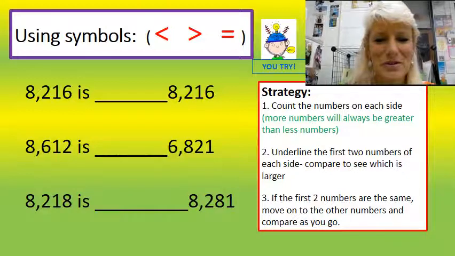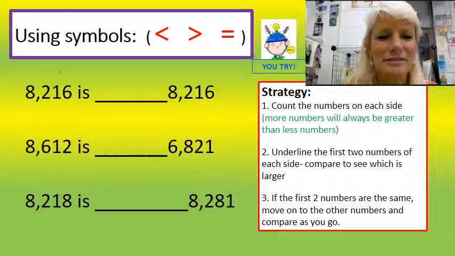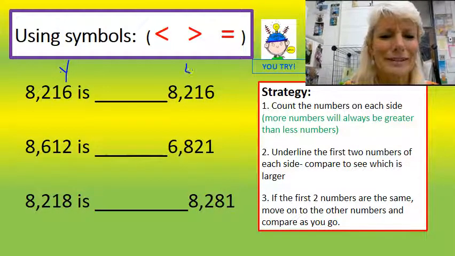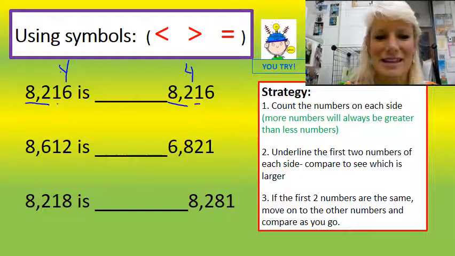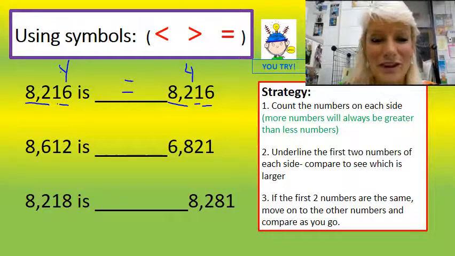Okay, here we go. Strategy number 1 was to put how many each side has, then compare those first 2 numbers, which are the same, and the next number and the next number, which is the same, and the last number and the last number. This was equal. I hope you got that too.